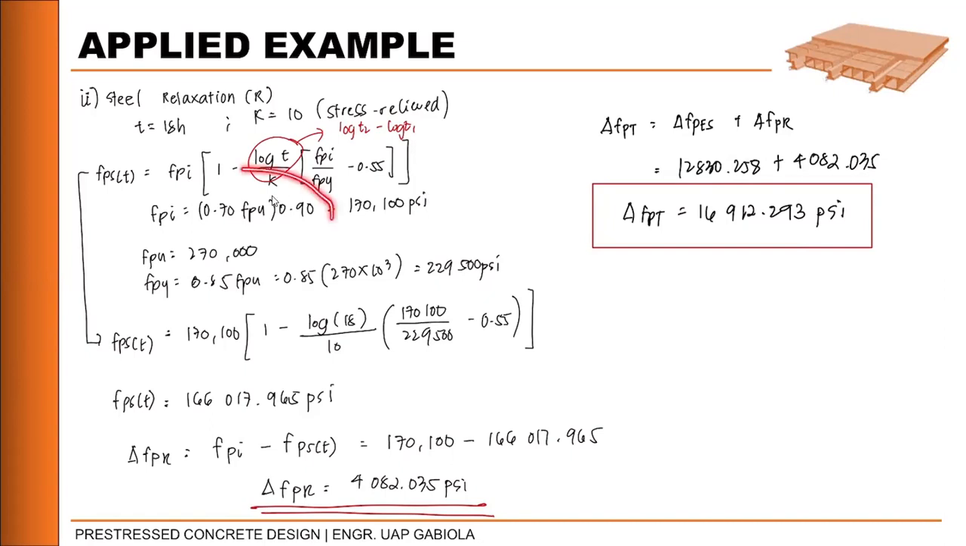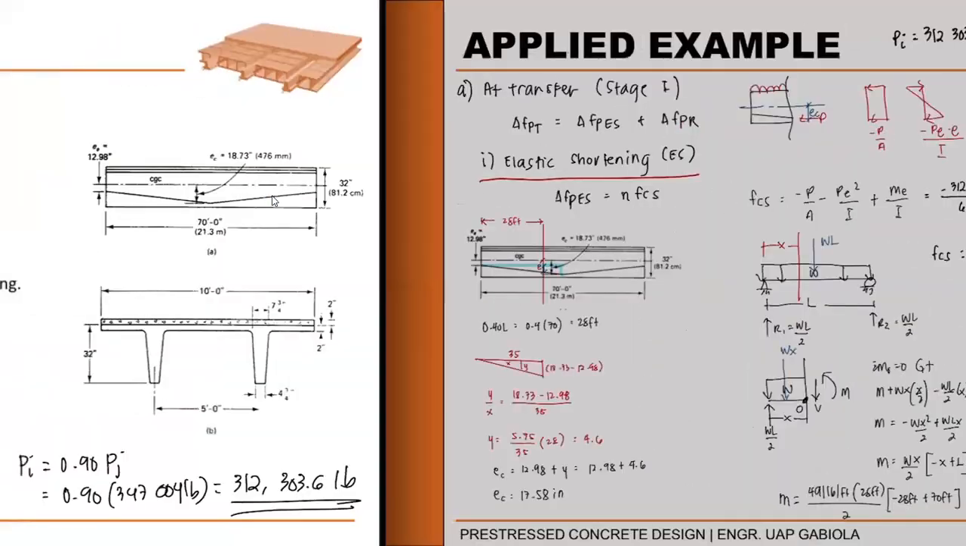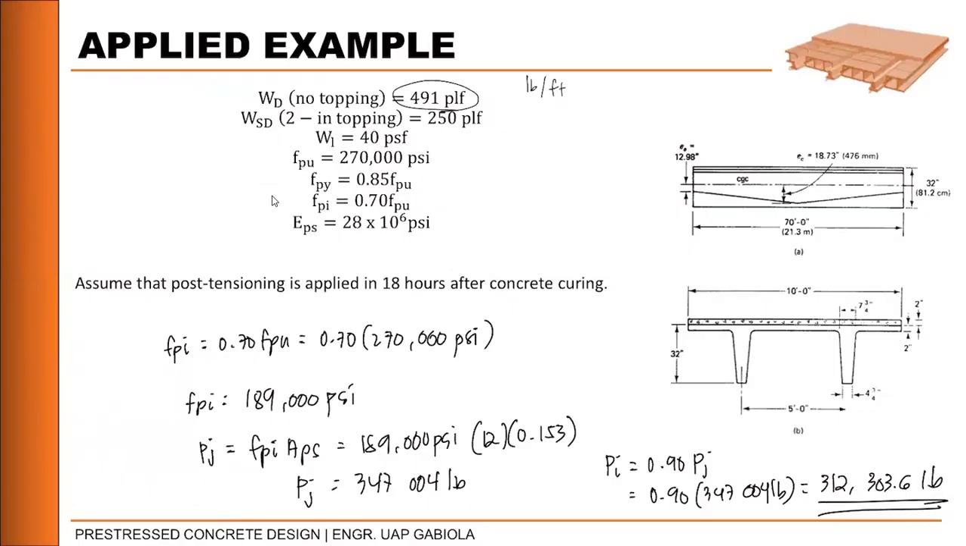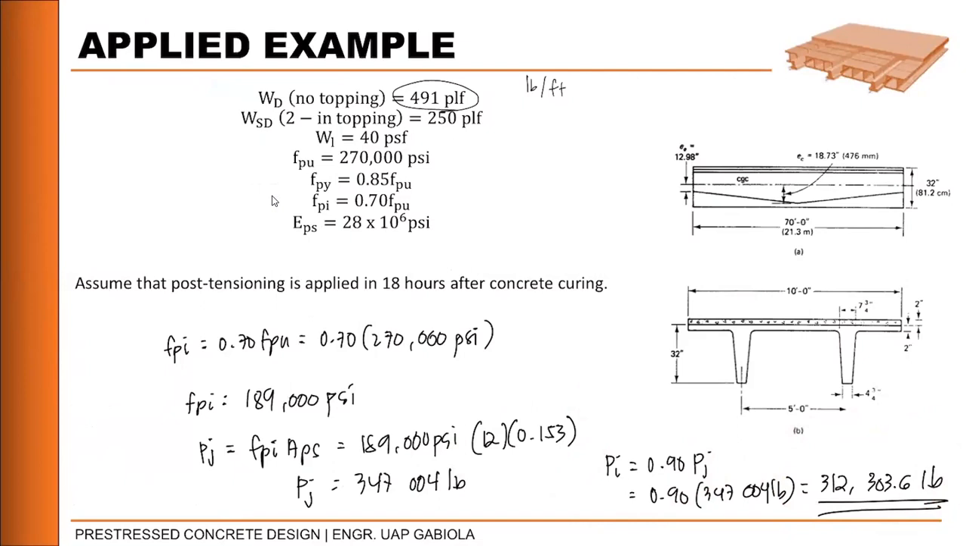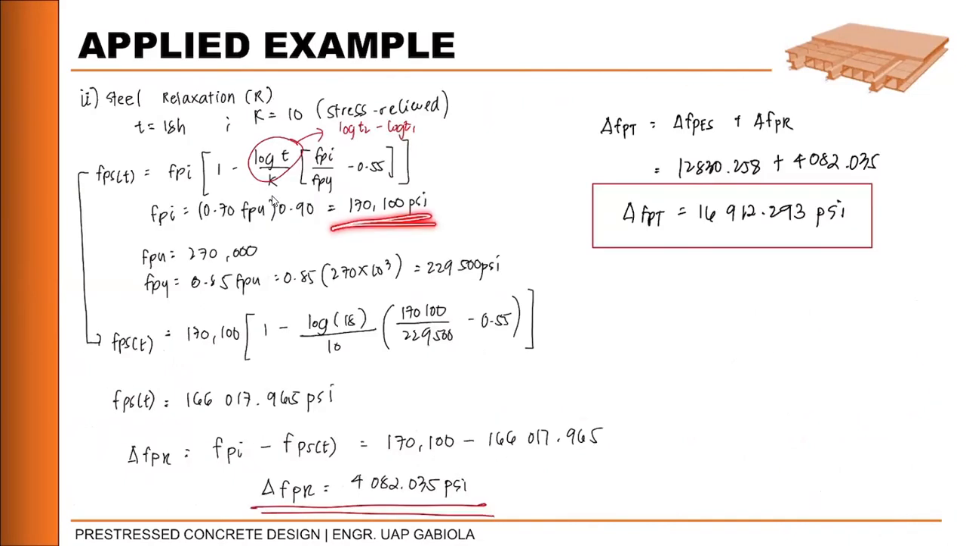We multiplied by 0.9 here for our jacking. As we said in our previous discussion, this is multiplied by 0.9. When we take this PI and divide it by the area, try it: this 312,303.6 divided by 12 times 0.153, the answer that comes out is 170,100. This one. Okay? That is why we multiply by 0.9, because we assume the initial force is 0.9, or 10% is lost from the jacking force.